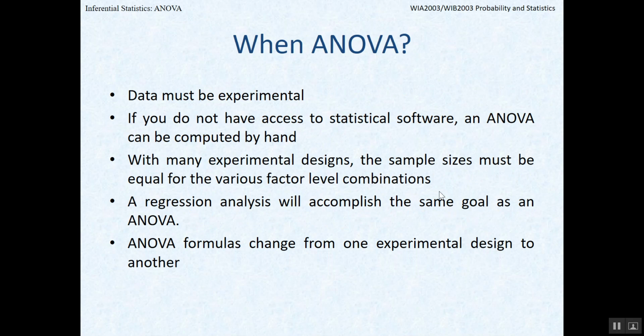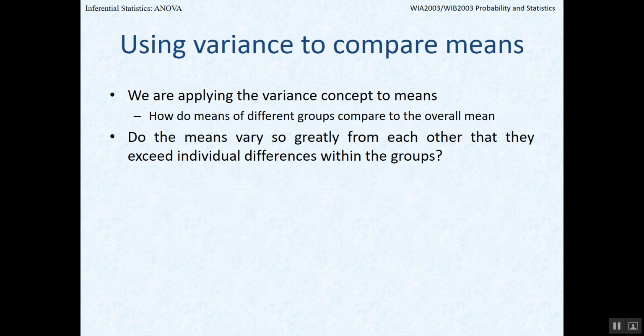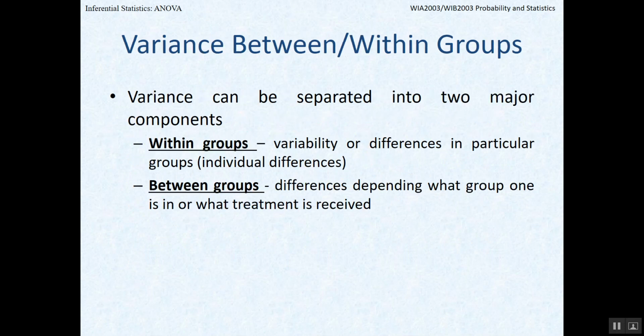Okay, so let me skip this one. I'll go to the more important things. So, variance between or within groups. Variance can be separated into two major components: one is within the group, or between the groups.